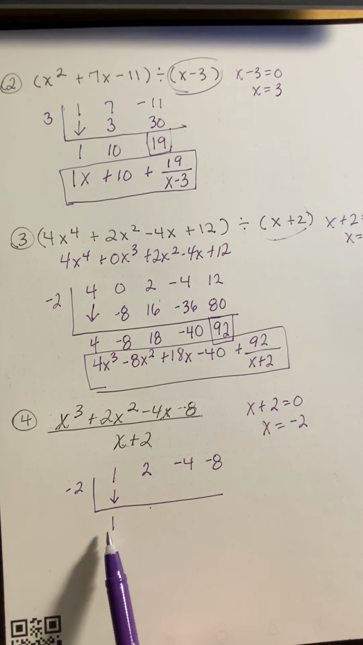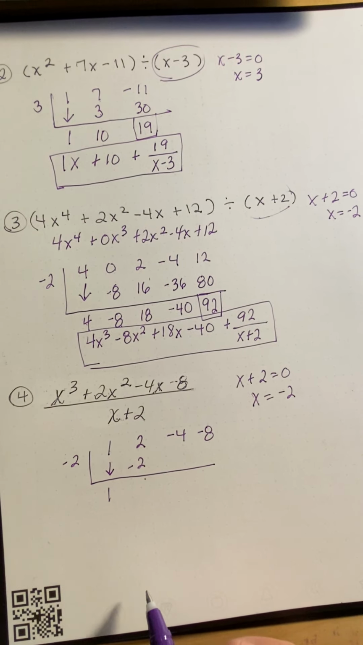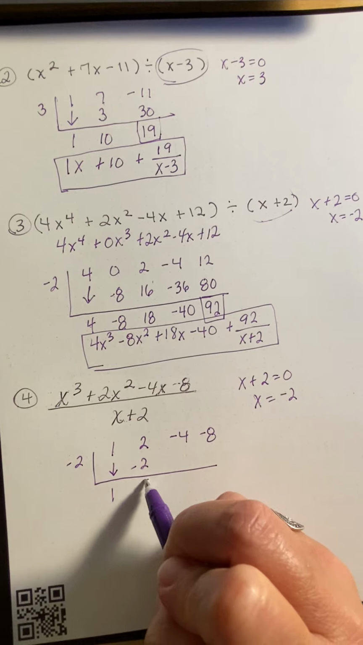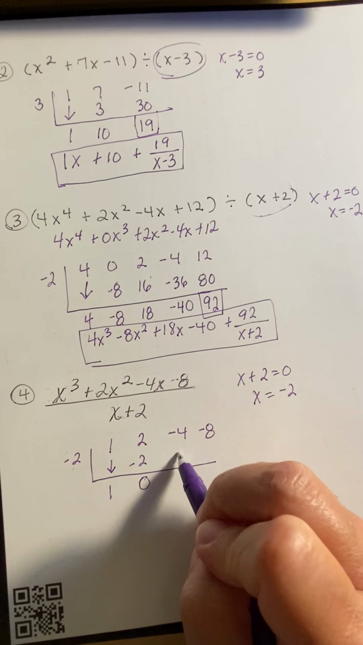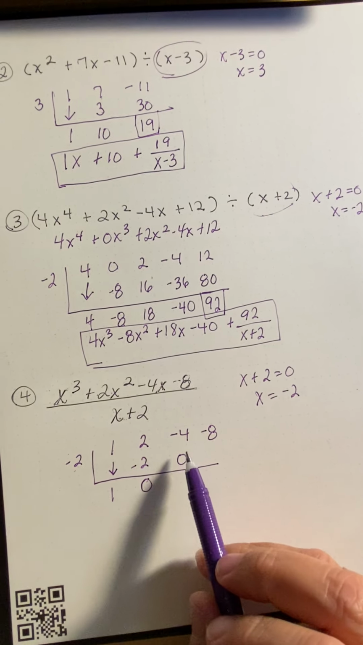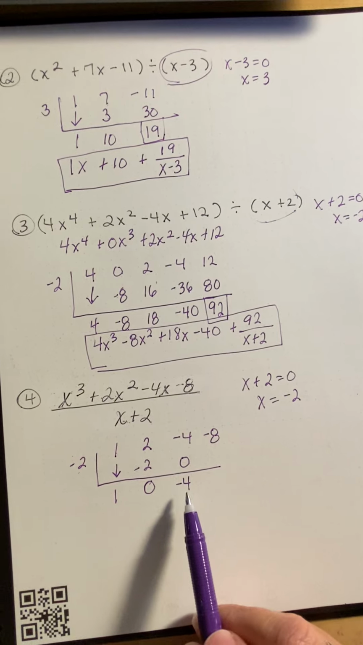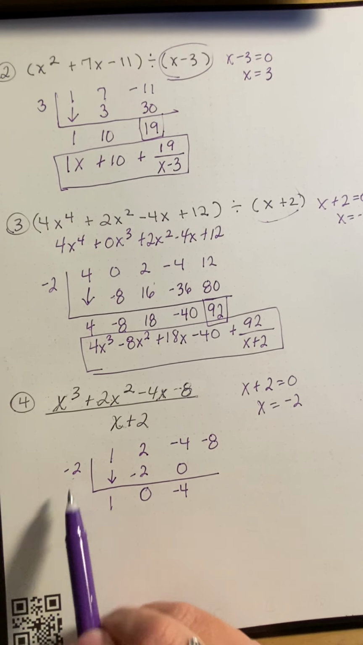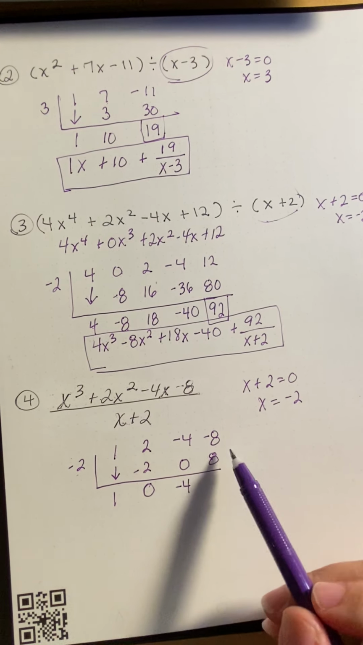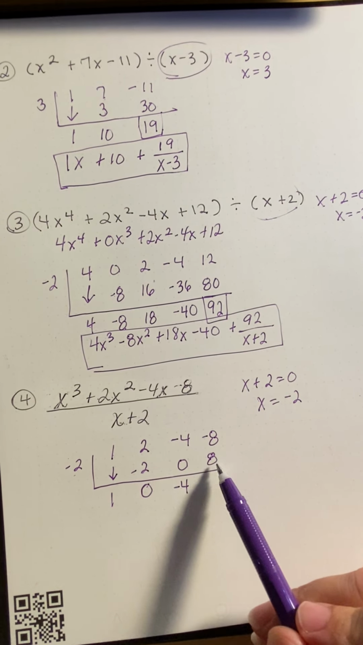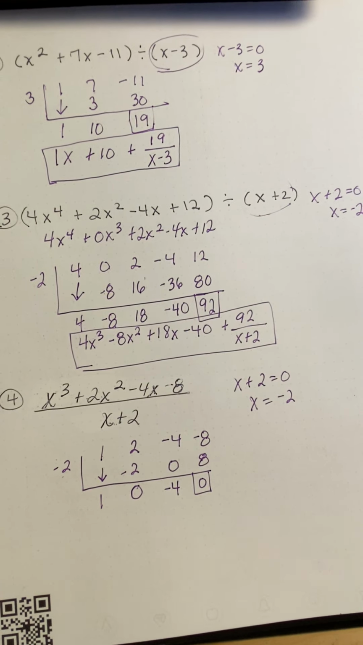Multiply because it's below the line. So 1 times negative 2, it goes underneath the next number. So we got a 0 because 2 minus 2 is 0. 0 times negative 2 is 0, goes underneath the next number. And negative 4 plus 0 is negative 4. And negative 4 times negative 2 is a positive 8. And then negative 8 plus 8 is 0. Notice we do not have a remainder in this one.